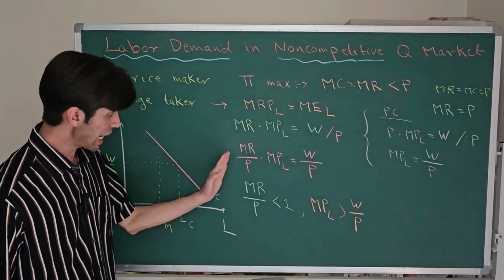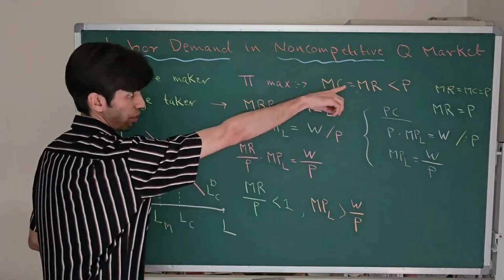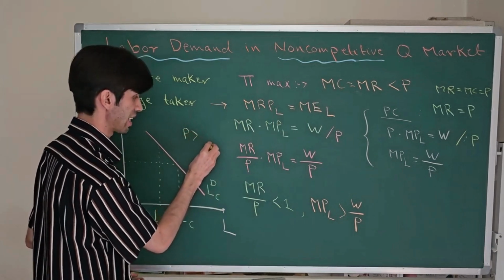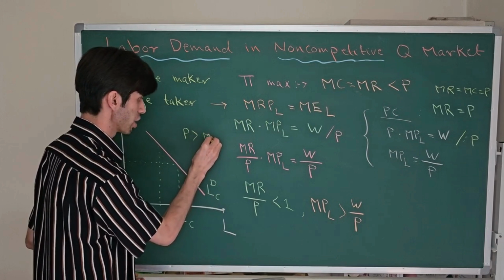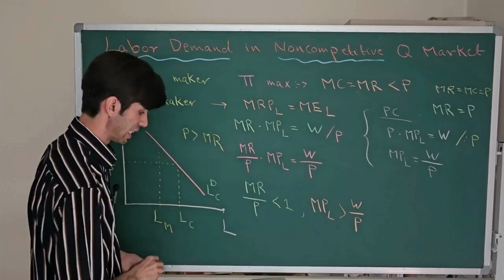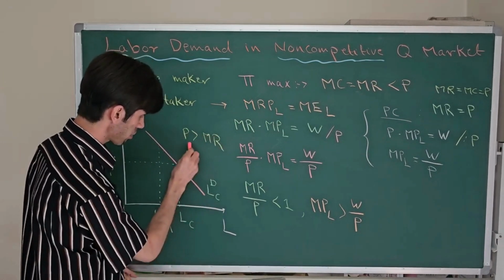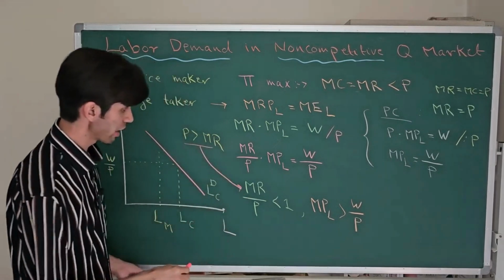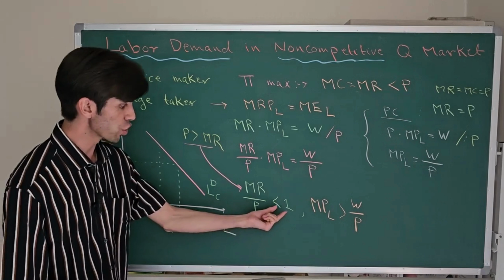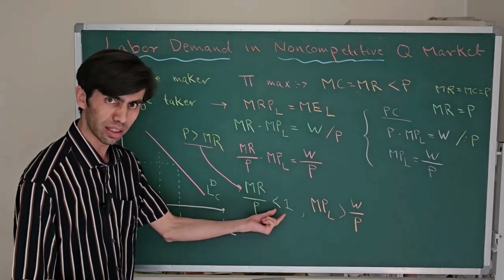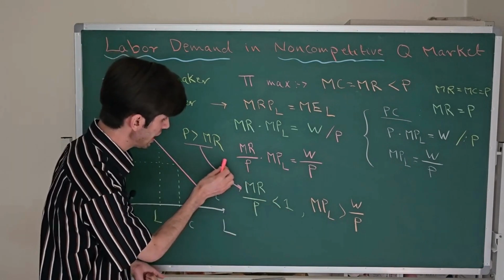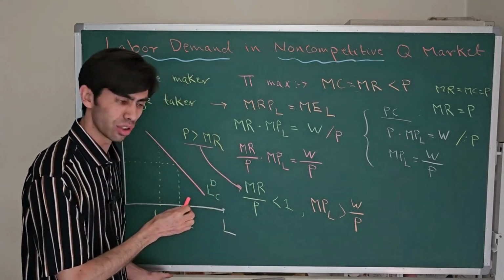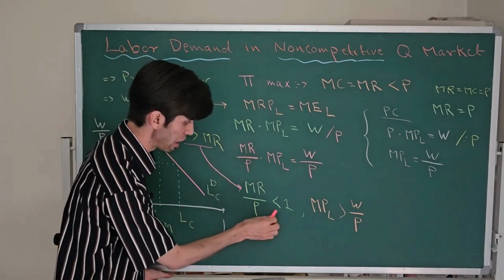As we know from that formula, P is greater than marginal revenue. This inequality implies that the marginal revenue over price should be less than 1. Because now P is more than the marginal revenue, this expression will be less than 1.